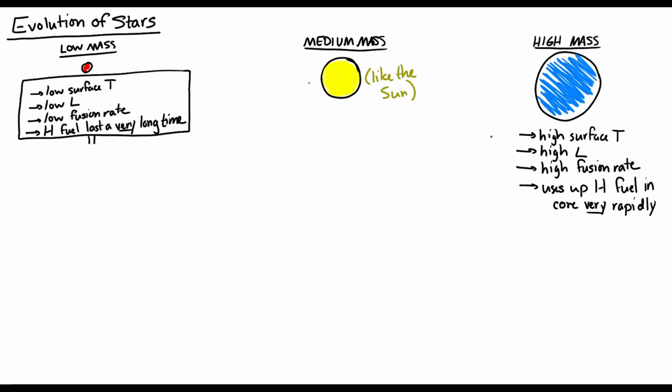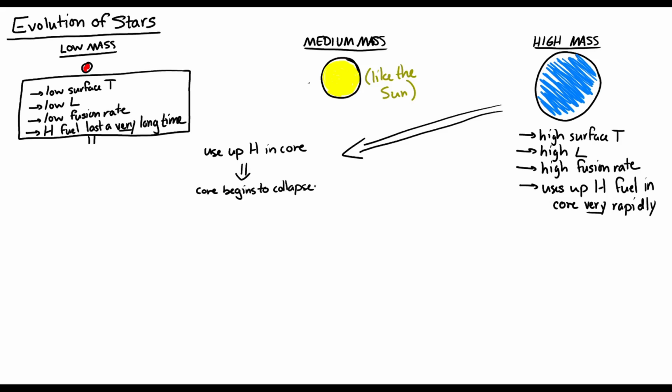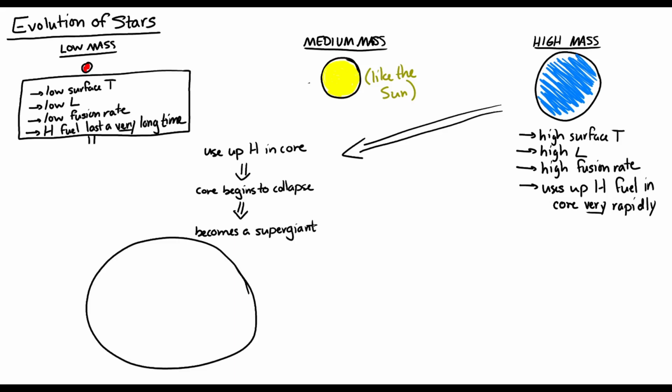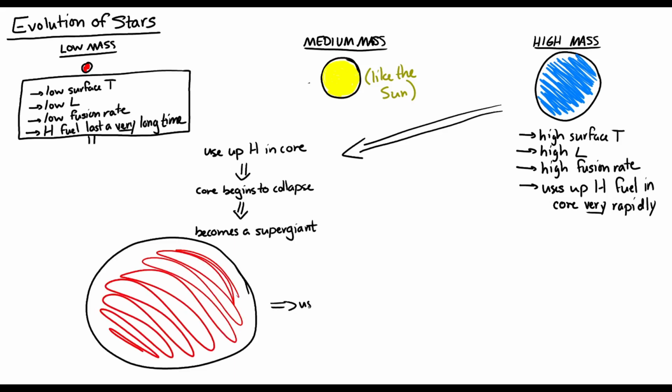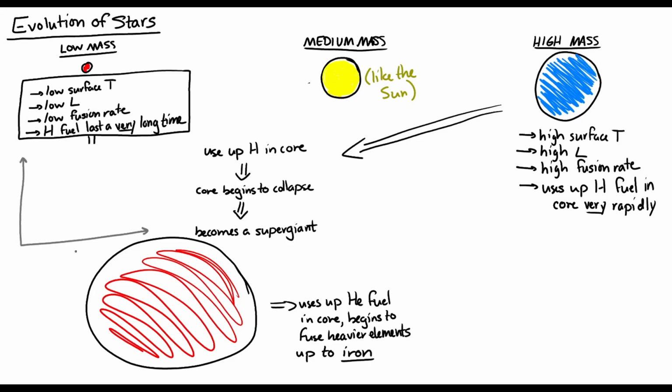High-mass stars will use up the hydrogen in their core, and the core will collapse, and in this case, it will become what we call a supergiant. But then it will use up the helium fuel, and after that, it will fuse higher and higher elements. So it will eventually fuse elements all the way up to iron. However, if you try to fuse iron, you will not release energy.